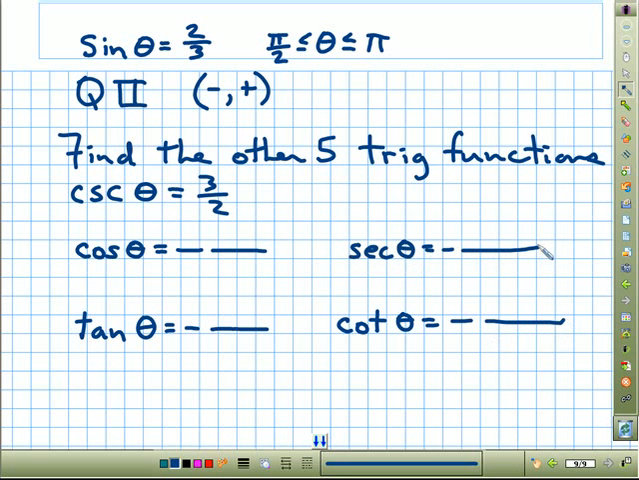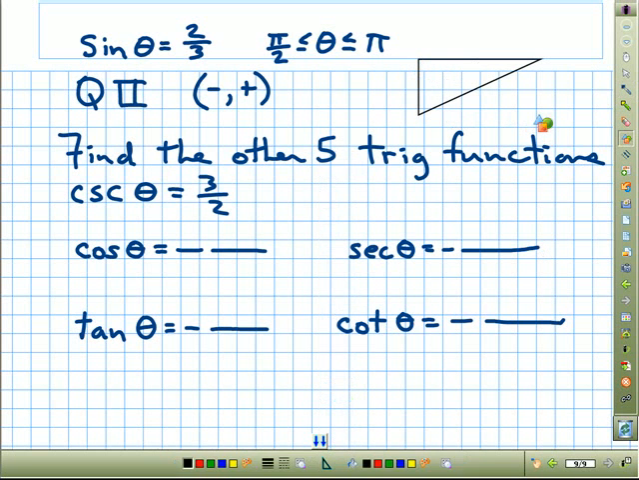Okay, so there's 3 that are negative. Now, how would you go about figuring out what the numbers are then? What is the cosine of theta? How would you figure that out? You can draw a triangle. That's right. Draw a triangle. So here I go. Let's just get a triangle. Okay. And we'll just call this theta.